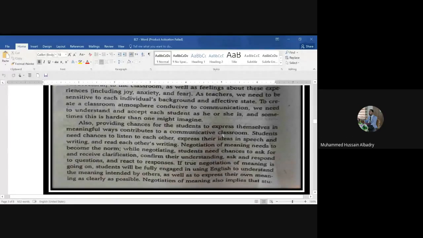Like we talked about this point, how to give a chance to students to communicate, in the previous lecture. Students need chances to listen to each other, express their ideas in speech and writing, and read each other's writing. You see, negotiation of meaning needs to become the norm. While negotiating, students need chances to ask and receive clarification, confirm their understanding, and ask and respond to questions. This is what we mean by interaction between students and teachers, and between students themselves. They ask, and we as teachers respond to them.